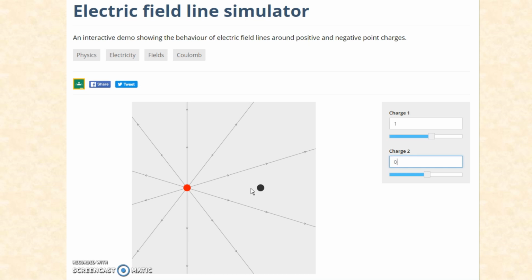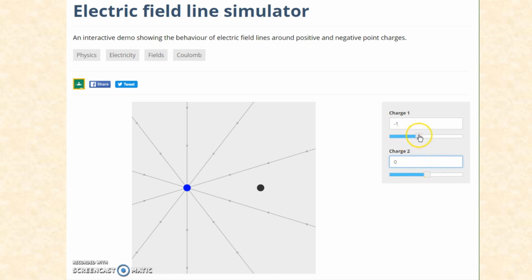Let's now switch the sign of the point charge and see what happens to the field lines. So here we're going to go from +1 to -1, and you now see that the field lines point radially inwards as opposed to radially outwards. Our field line model requires that the electric field lines move away from positive charges and move towards negative charges.